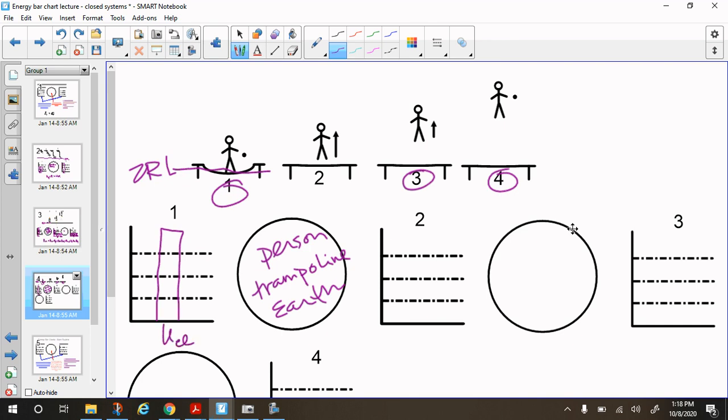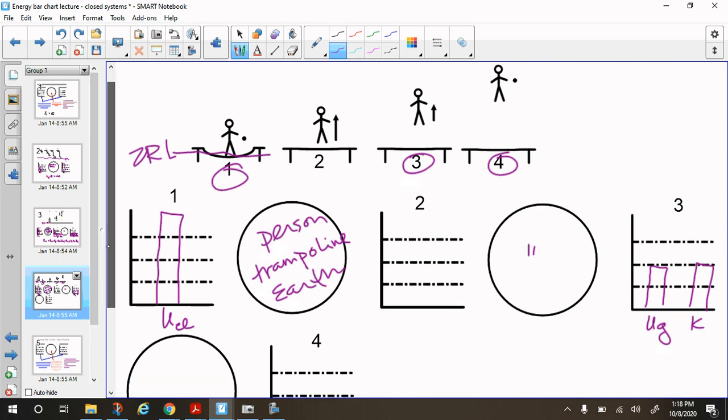Then at position 3, they are up in the air a little bit and they're moving. There's no more elastic potential energy because the trampoline is not stretched at all. So they have some gravitational and they have some kinetic. I'm going to say they have 2 of each. Doesn't really matter. You just have to make their gravitational get bigger each time.